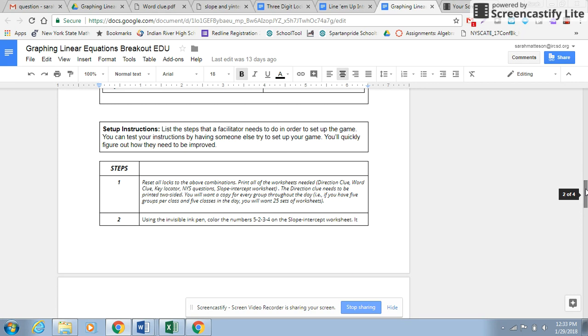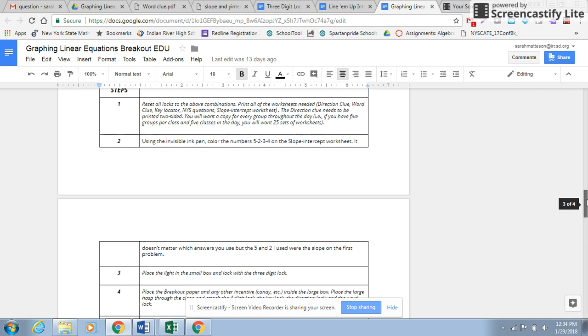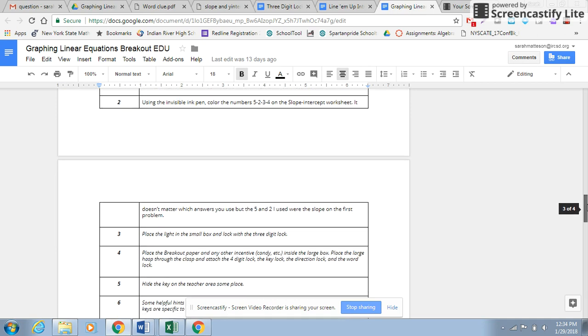So you'll need, inside that envelope, the directional clue, the word clue, the key locator, the New York State questions for your 3-digit lock, and the slope intercept worksheet, which gives them their 4-digit lock. The directional clue needs to be done 2-sided, so make sure you print that 2-sided. Then you're going to also need to use your invisible ink. Remember, we talked about that on the slope intercept worksheet, and color the numbers 5, 2, 3, 4. I usually do that in the answer spot. That way they have to answer the question.